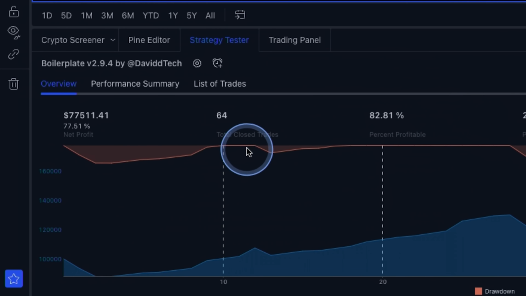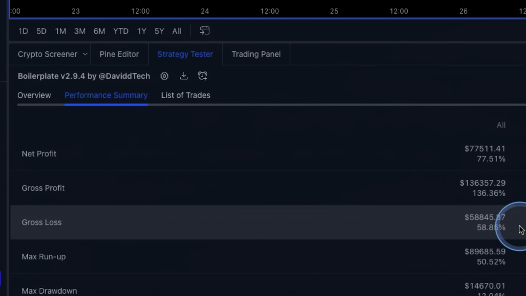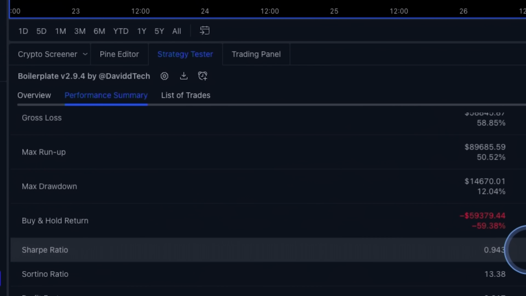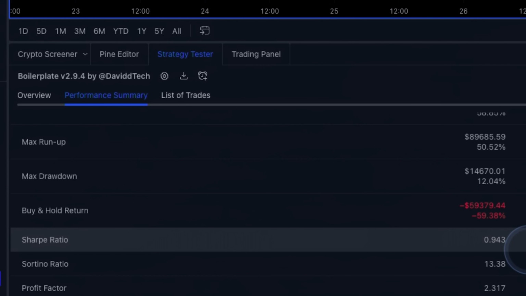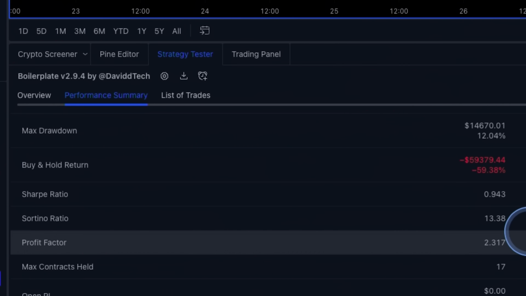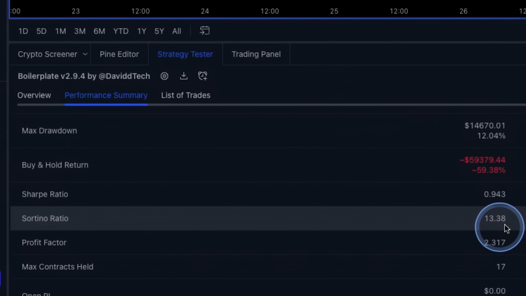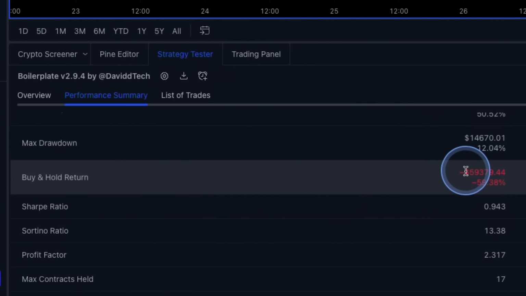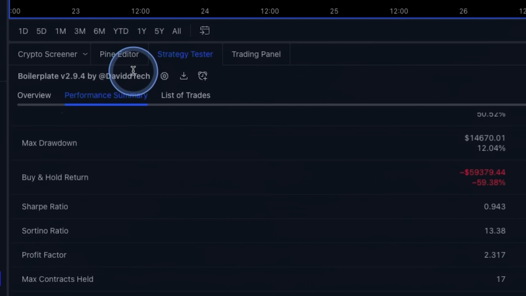Like I said, we had only 64 trades, so it's not a huge pool of trades to backtest on. Let's have a look at some of these other summaries here. We have a Sharpe ratio of 0.94. I'm sure that with more confluence we can make this much better. Sortino ratio of 13, which is fantastic. In comparison to the buy and hold, we have a minus 59% buy and hold, so we absolutely crushed that.